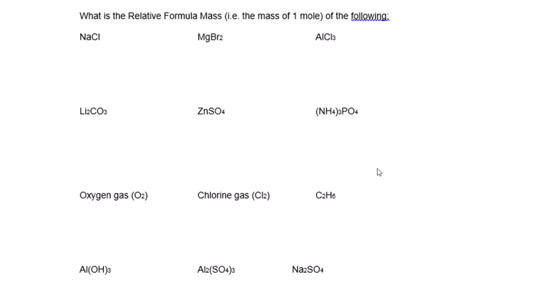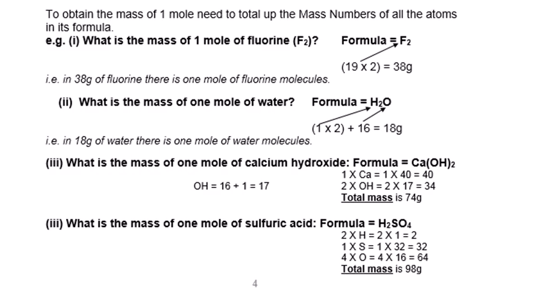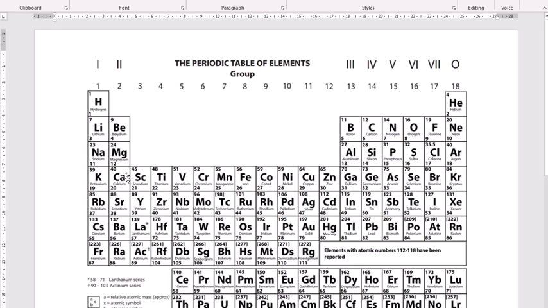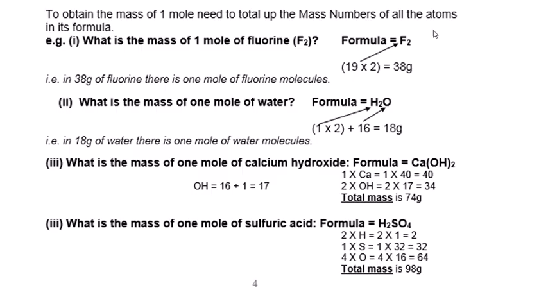And then calcium, and if you go to our periodic table, we'll see over here calcium, 40. So there's the 40. So 40 plus 2 times 17, 40 plus 34, and that is 74. So 1 mole of Ca(OH)2 is 74.